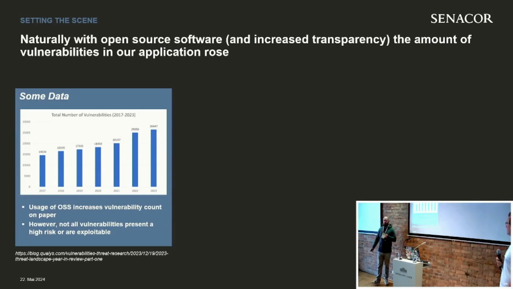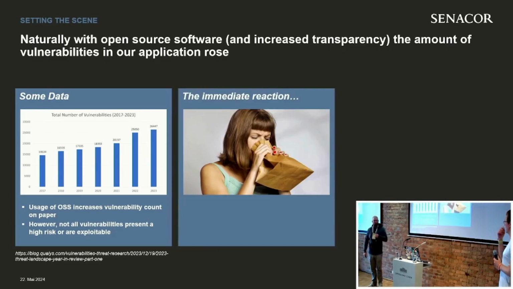However, not all of those vulnerabilities actually present a high risk or are even exploitable. But for our project, all they have seen is that now they have a boatload of vulnerabilities, mainly due to the transparency, but also to that. So what was the first reaction? Well, panic. One of our application owners, one of the largest, eventually had thousands of vulnerabilities, most of them even critical, but without any additional data.